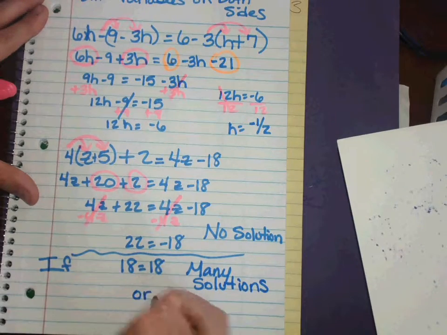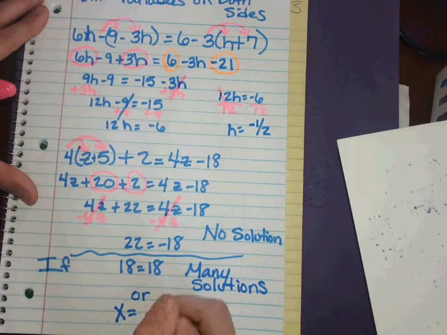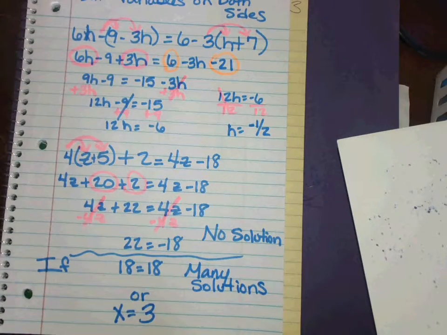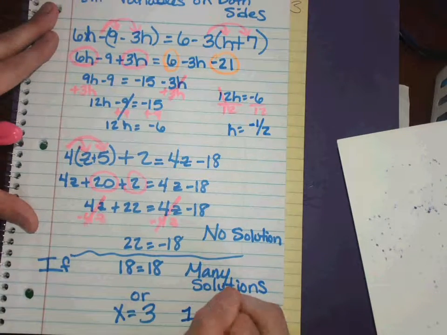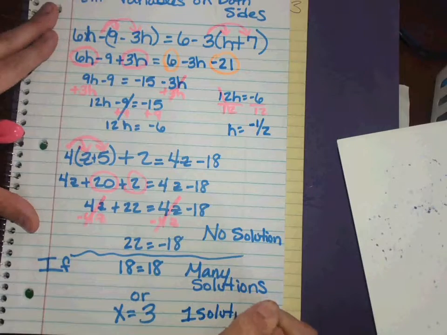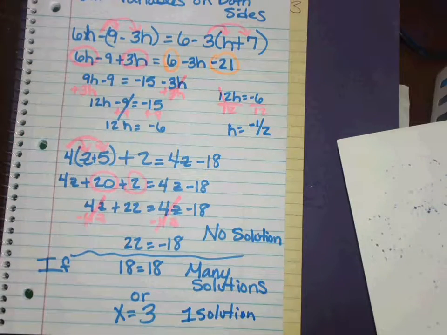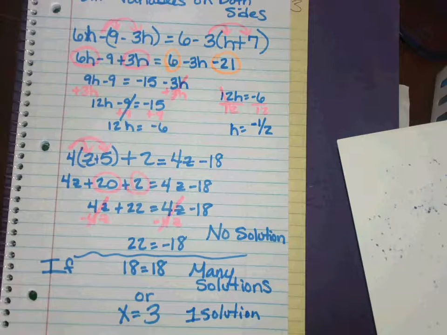Or if it had been x equals 3 or z equals 3 or some number, a variable equals some number, that is one solution. Okay, so you've got your examples there. Hopefully this will help you when you are working on lesson 2.11.